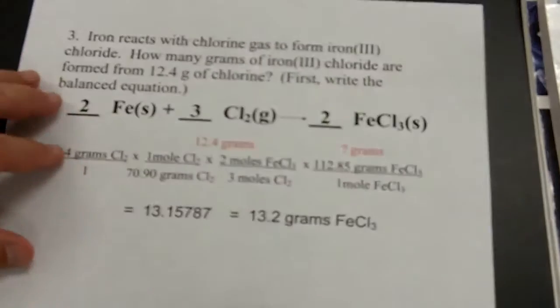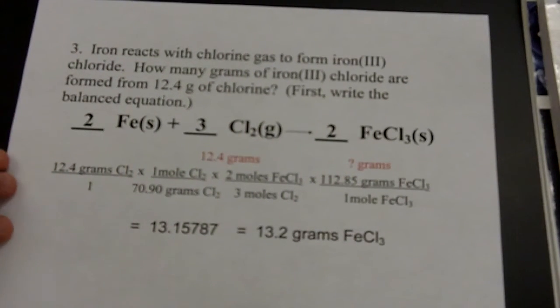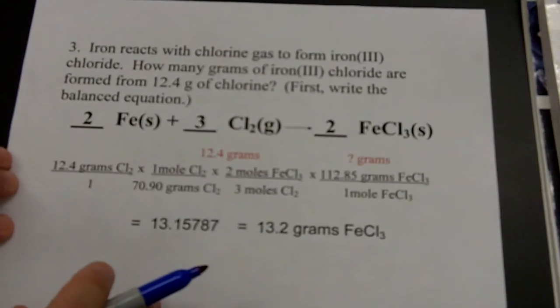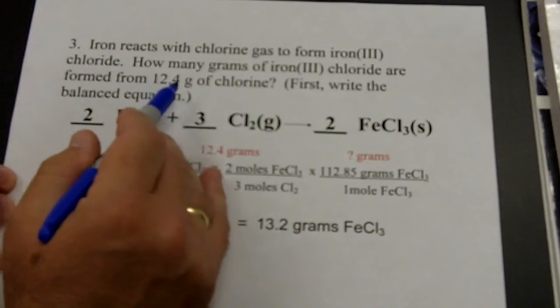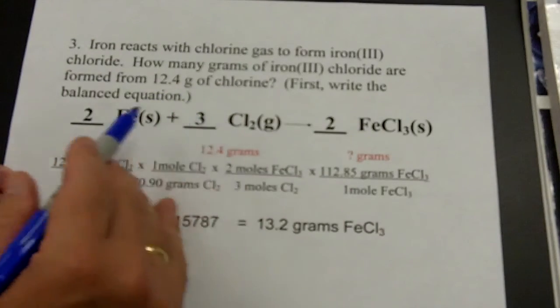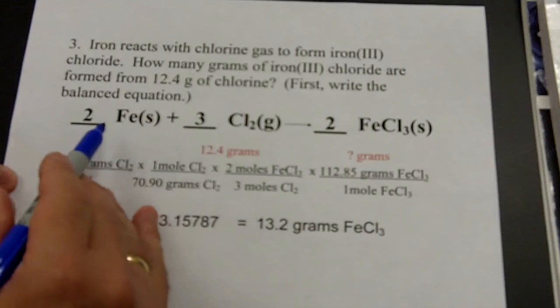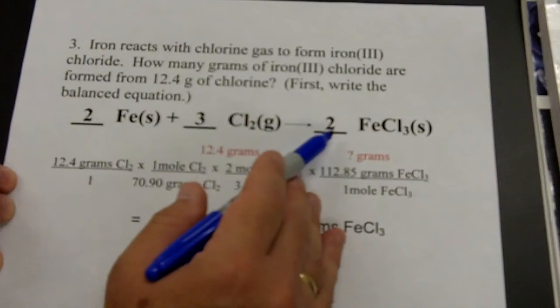Here's what it says. Iron reacts with chlorine gas to form iron 3 chloride. How many grams of iron 3 chloride are formed from 12.4 grams of chlorine? So the first thing we need to do is write our balanced reaction. We've got it, okay? We've got our balanced reaction. It's a 2 to 3 to 2 mole to mole to mole relationship.